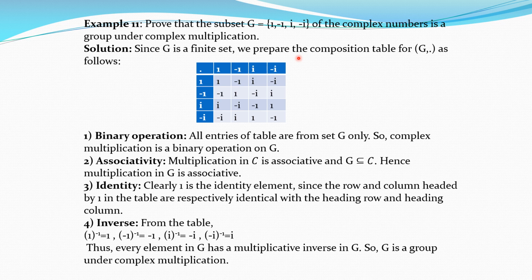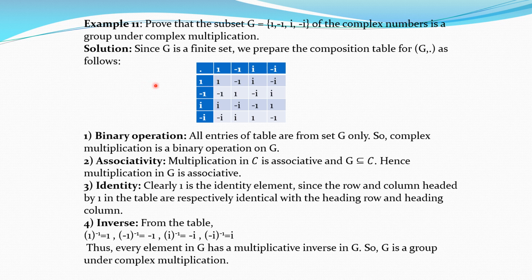Now, to show that it is a group, first we prepare the composition or Cayley table. So, we write the members of G, 1, -1, i, -i, as the heading row and heading column. And the operation here is multiplication. So, we write it here. Now do all possible multiplications.